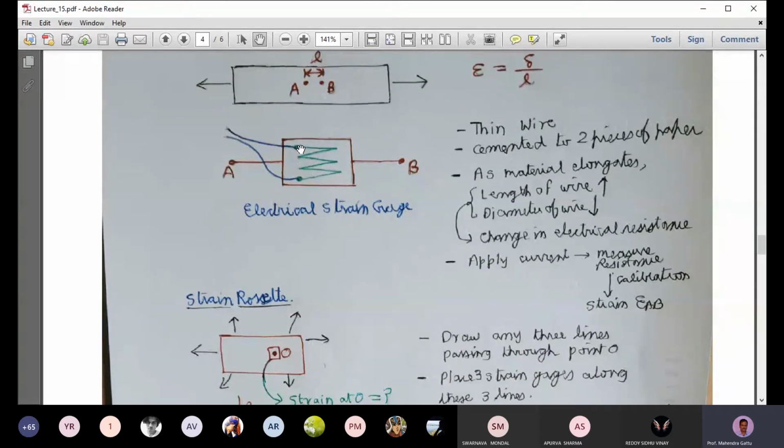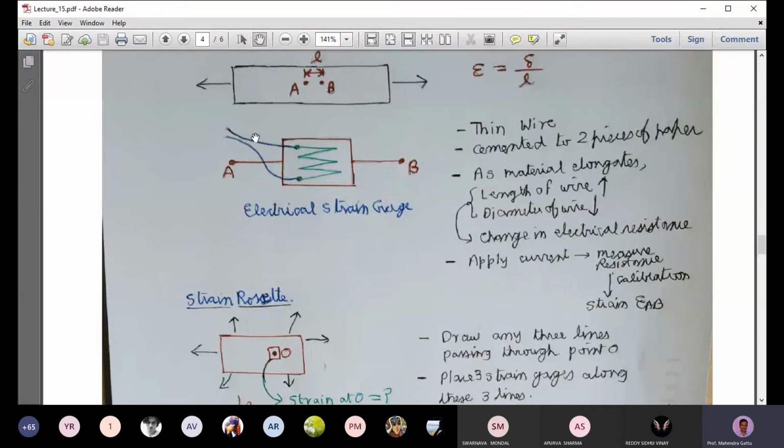So what is the strain gauge? Here the green color, this is the wire. It's a very thin wire, and this wire is coiled like this. These wires are oriented along the AB direction, and so when the material expands, these wires also will expand in length, and the diameter of the wires will shrink because there will be lateral contraction.